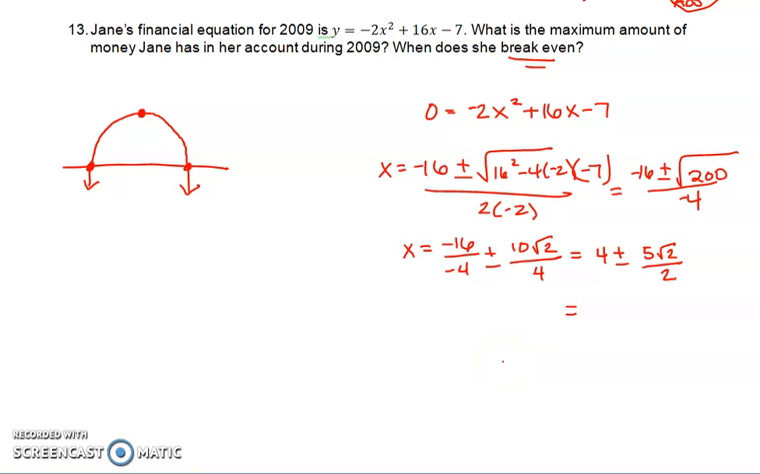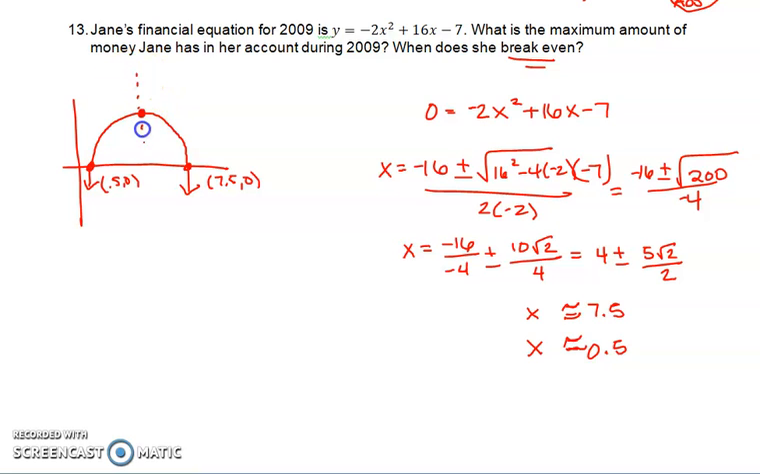Well, just put those into your calculator. 4 plus 5 square root of 2, divided by 2. It turns out if I add them, I get 7.5. And if I subtract them, let me check my calculator real quick. I get 0.5. Again, these are approximations if I round. So when will it break even? These are my x values right here. So here's my axis. This is about 0.5, and this is about 7.5.